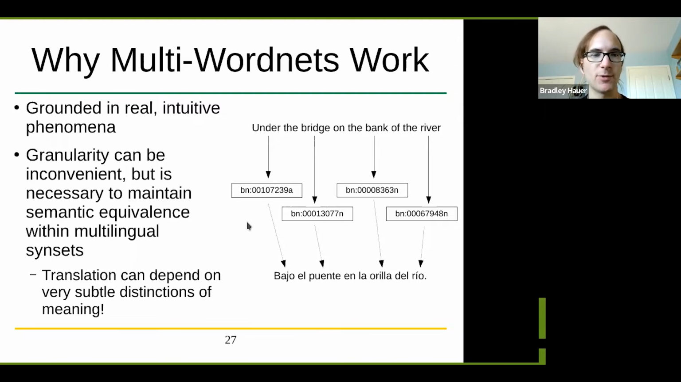Now, a common criticism of the WordNet model is that it leads to relatively high granularity. That is, we have a lot of senses that are very similar to one another. And while I acknowledge, having worked with these resources extensively, that this level of granularity can be inconvenient, it is necessary to maintain this property of semantic equivalence within multilingual synsets. This is because translation can depend on very subtle distinctions of meaning. So sometimes even those very fine-grained distinctions can matter when translating from one language to another.